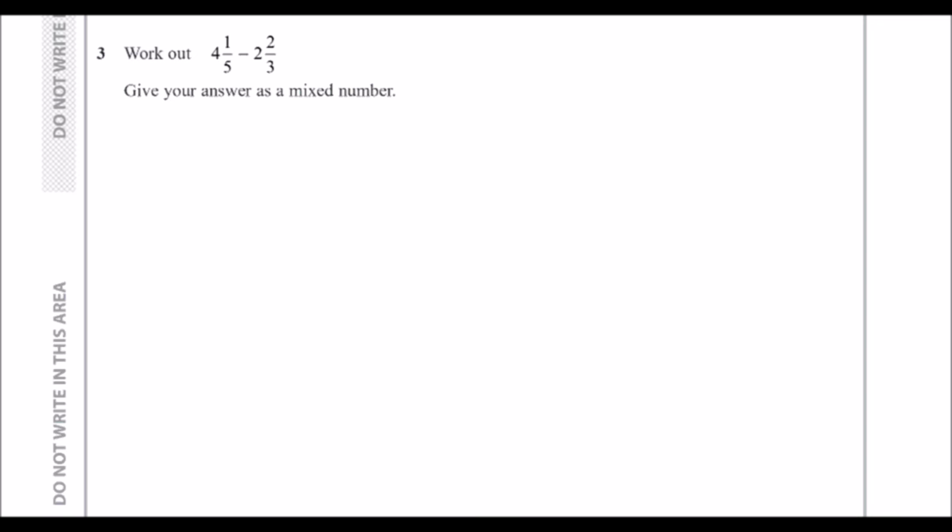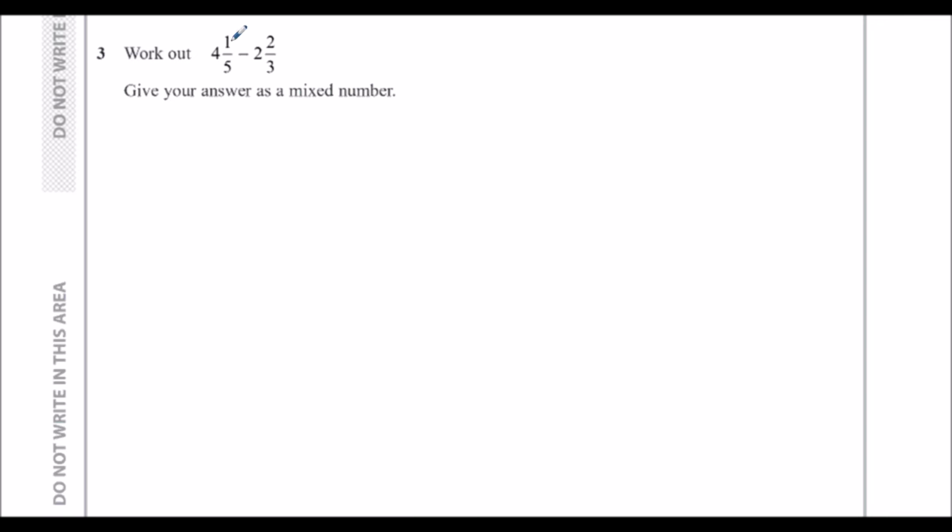Question 3. Work out 4 and 1/5 take away 2 and 2/3. Give your answer as a mixed number. The first thing we need to do is to change these from mixed numbers into top-heavy fractions, improper fractions.